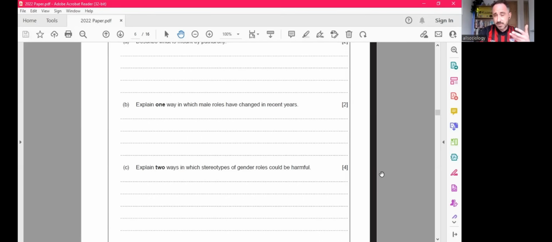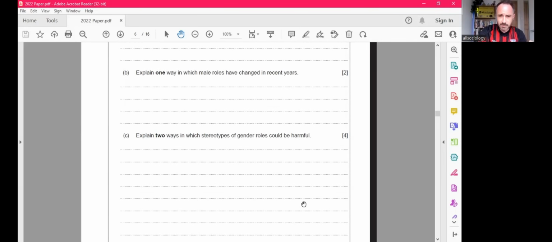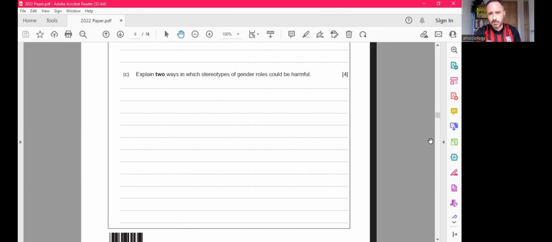You can also talk about men not being necessarily the main breadwinner anymore, not the one who necessarily makes all the decisions. Why is that? Because we've got the new man, we've got a symmetrical family, we've had a march of progress. So anything that might refer to how men's roles at home or at work have changed would be absolutely ideal for that. Then we've got this question, explain 2 ways in which stereotypes of gender roles could be harmful.